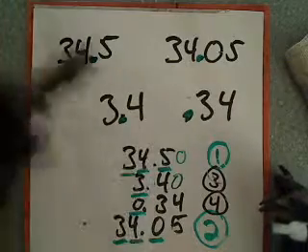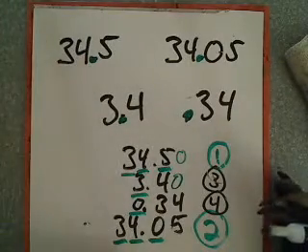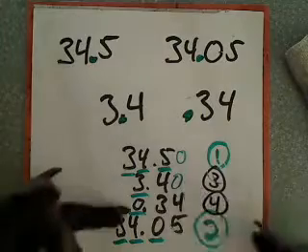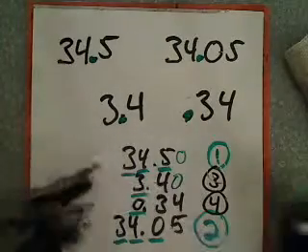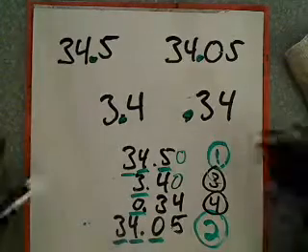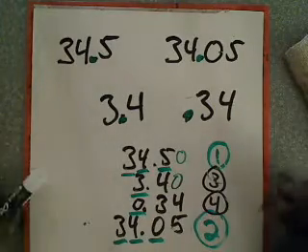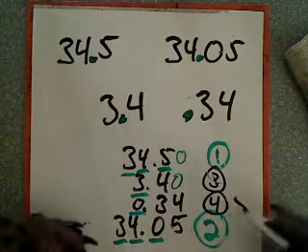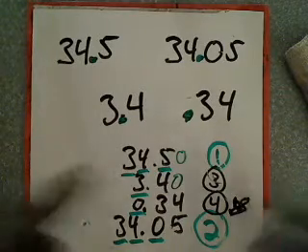So make sure you find your decimals, line up your decimals, add your zeros where needed, and then make sure that you are going from greatest to least or least to greatest, whatever the problem says. And always eat that bigger number.